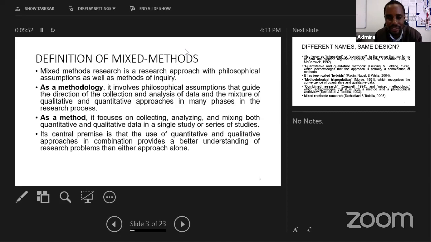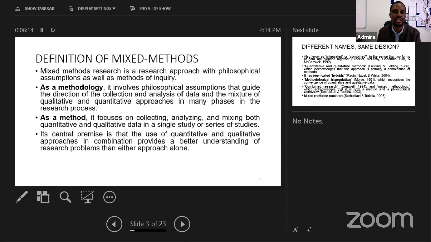It can be multiple studies where you can collect, analyze, and then mix different data sets using the mixed methods approach. But again, we are also saying that its central premise is that the use of quantitative and qualitative approaches in combination provides a better understanding of research problems than either approach alone.